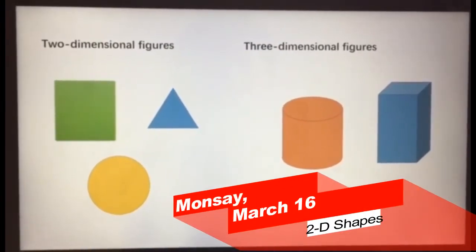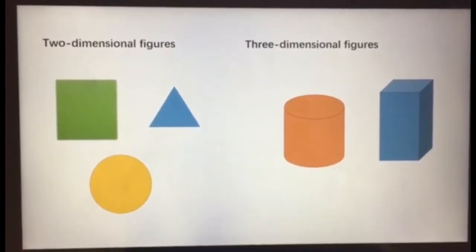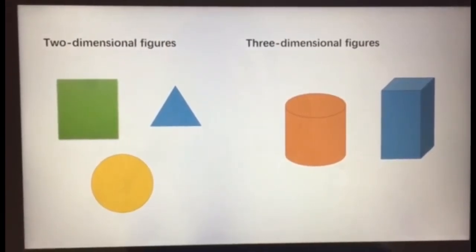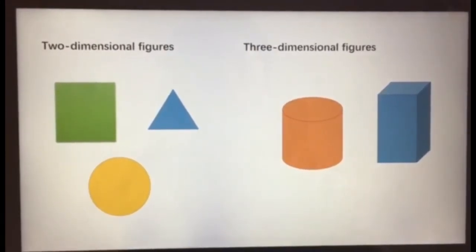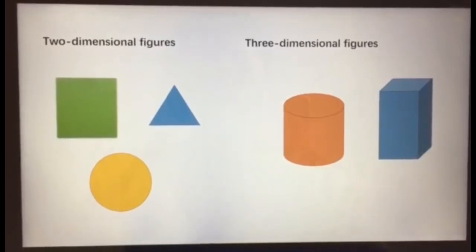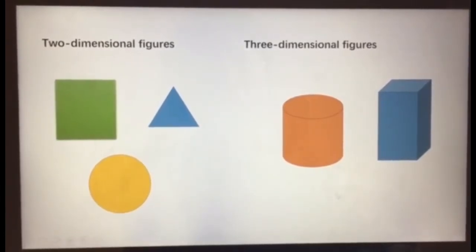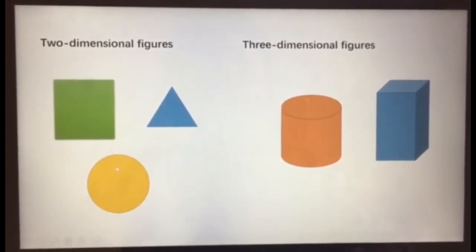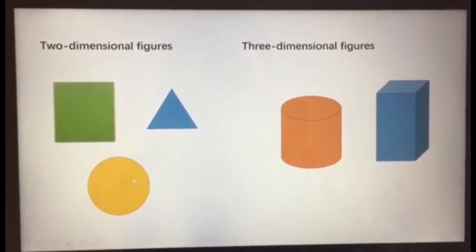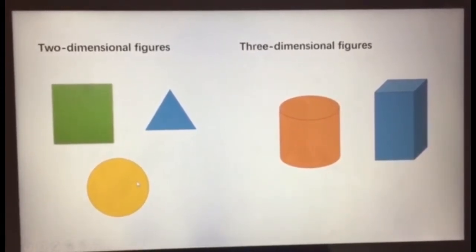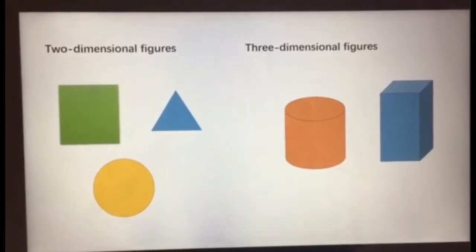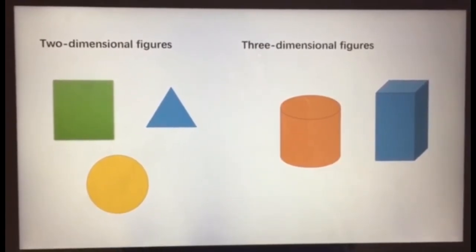Hey, fifth graders, have you heard of 2D shapes and 3D shapes? 2D shapes are two-dimensional flat figures like a square, a triangle, or a circle. It is flat. It usually just has the length and the width.